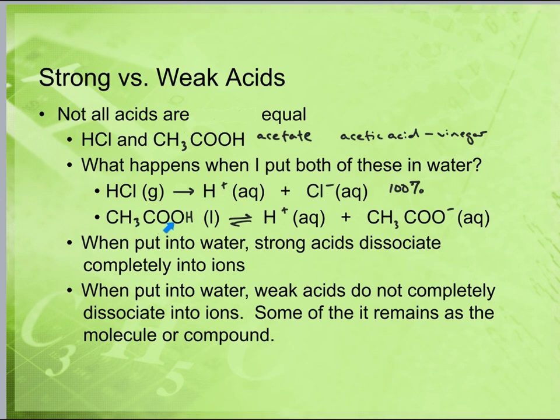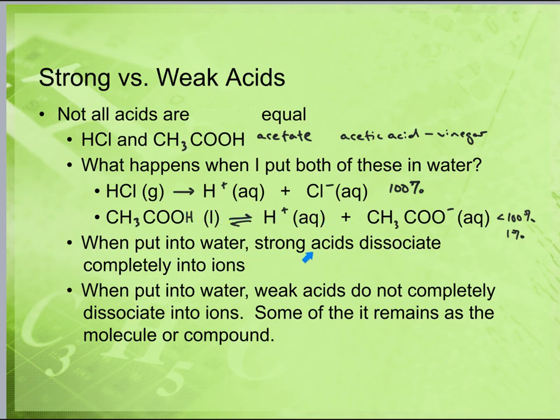This CH3COOH, the acetic acid, does not do that. It is less than 100%. In fact, it's probably more like 1% realistically here of this stuff breaks apart into hydrogen ions and acetate ions. It's still an acid because it does still produce some hydrogen ions, but not nearly at the rate that this first one does, where 100% of it comes apart. Here, it's like, I don't know, 1% or so of this breaks apart.